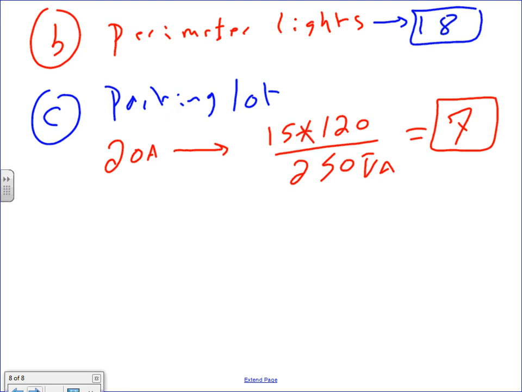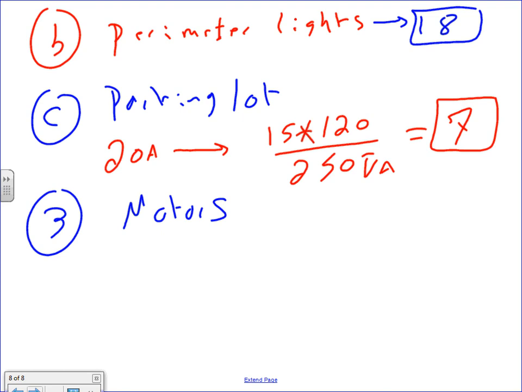Number 3, I'm going to say motors. The hardest one was light. How many lights did we say we're going to put? 18. How many receptacles? 6. Done. The motors are very easy. I'm going to use the air handling unit in your example, as an example. Air handling unit, because that's a motor load, right?